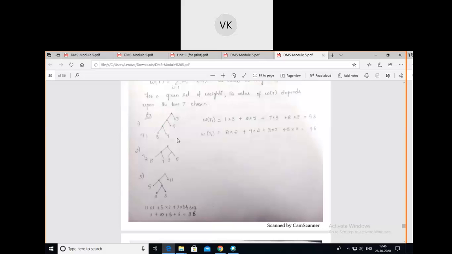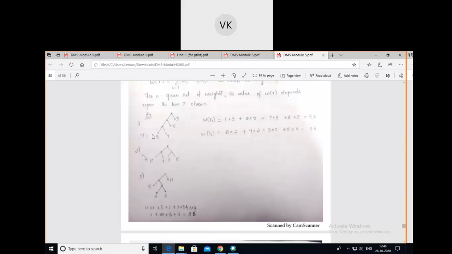After that we are going to find the levels, starting from level zero. The weight 3 is at level 1. Yes, this is level 1. And weight 5 is at level 2. Yes, it is at level 2. And 8 and 7 are at level 3 here.